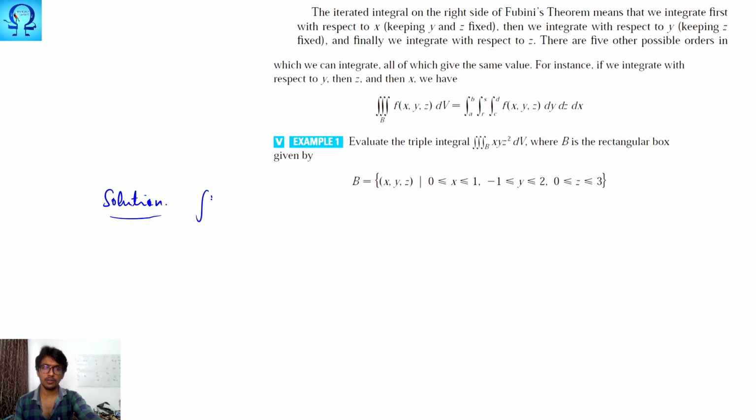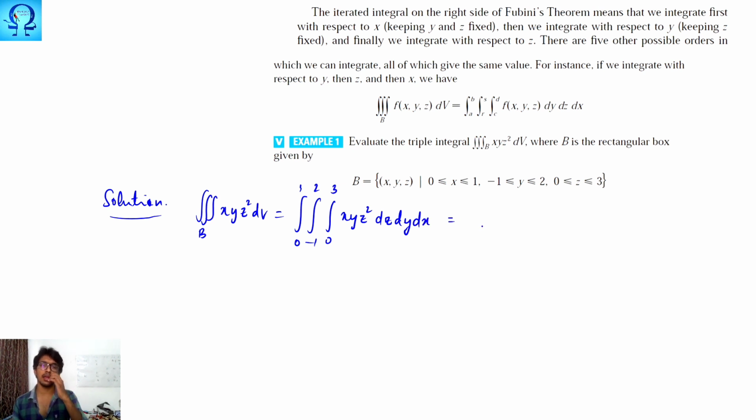So we need to find out the triple integral over B of x y z squared dV. So it is the integral. What is your x limit? It is 0 to 1, since x is out, we are writing x outside. Integral 0 to 1, minus 1 to 2 and 0 to 3, and this is x y z squared dz dy dx.